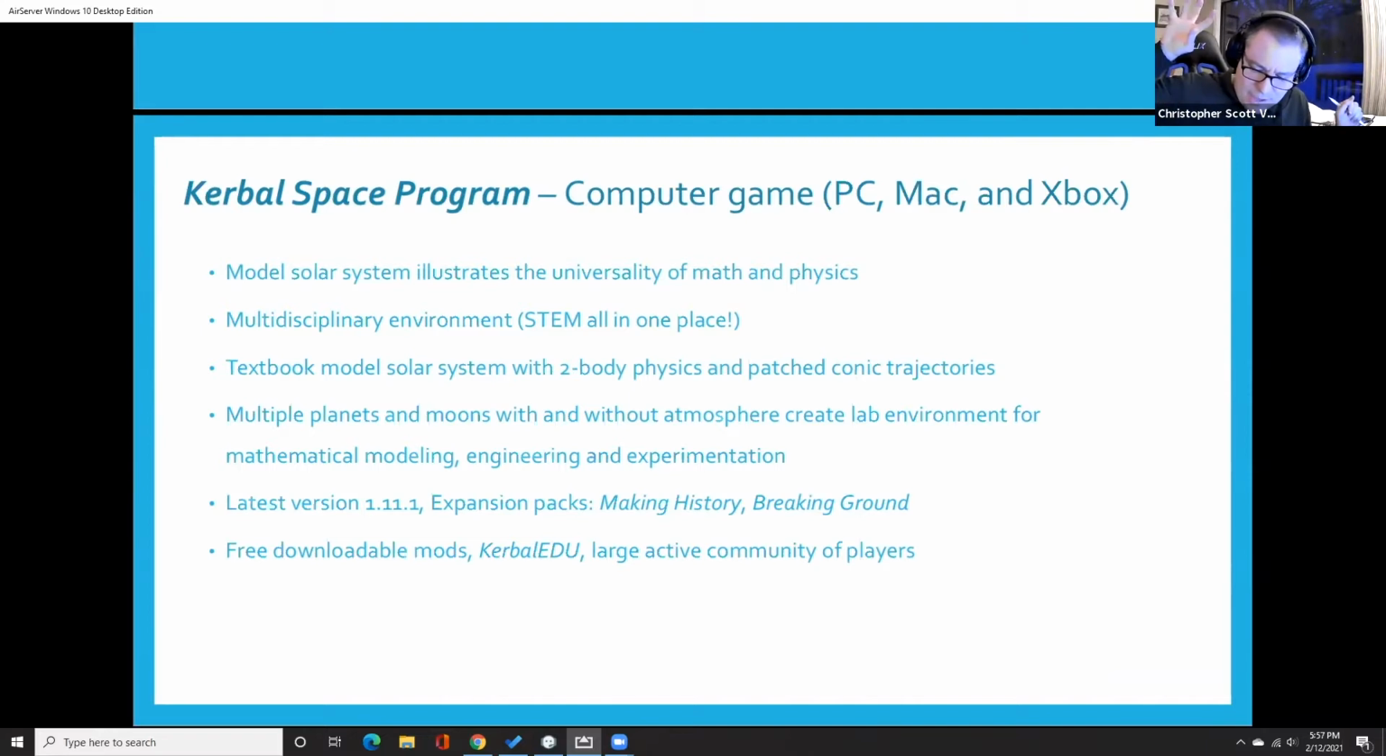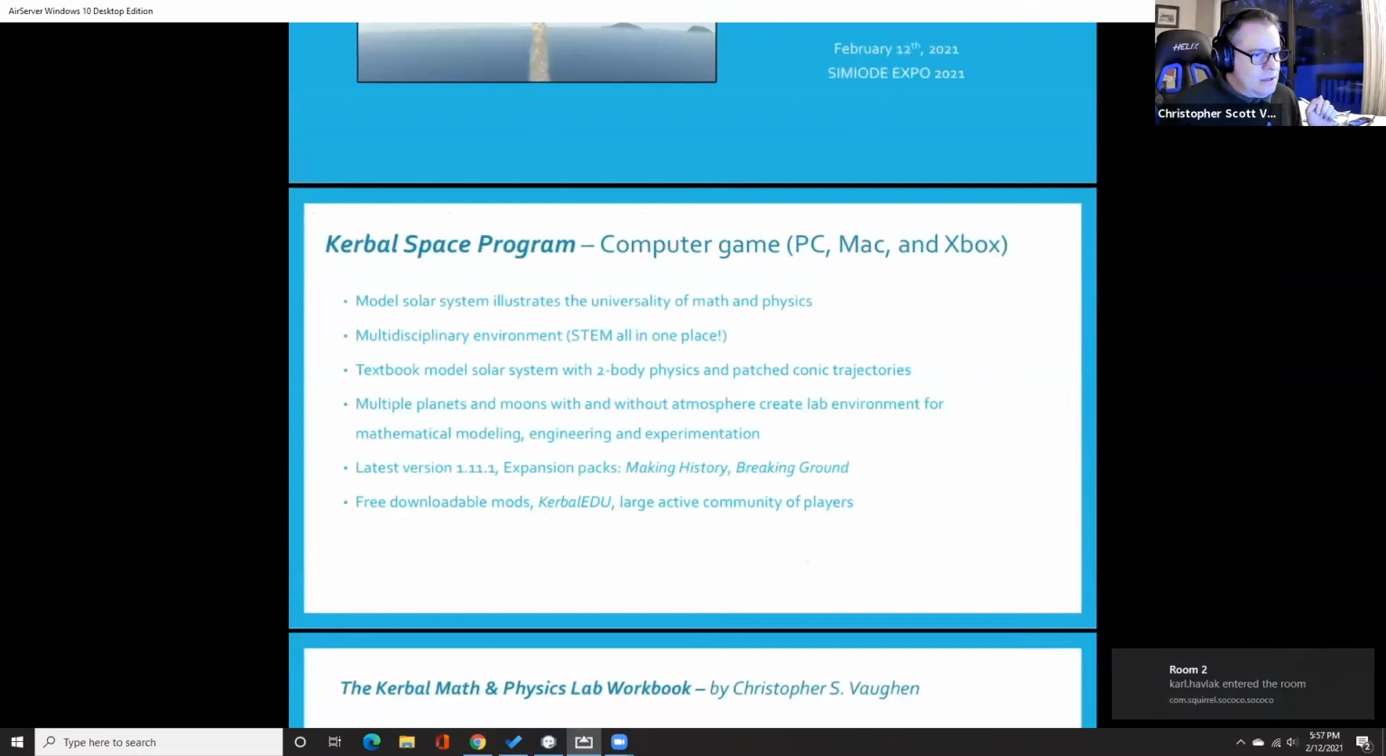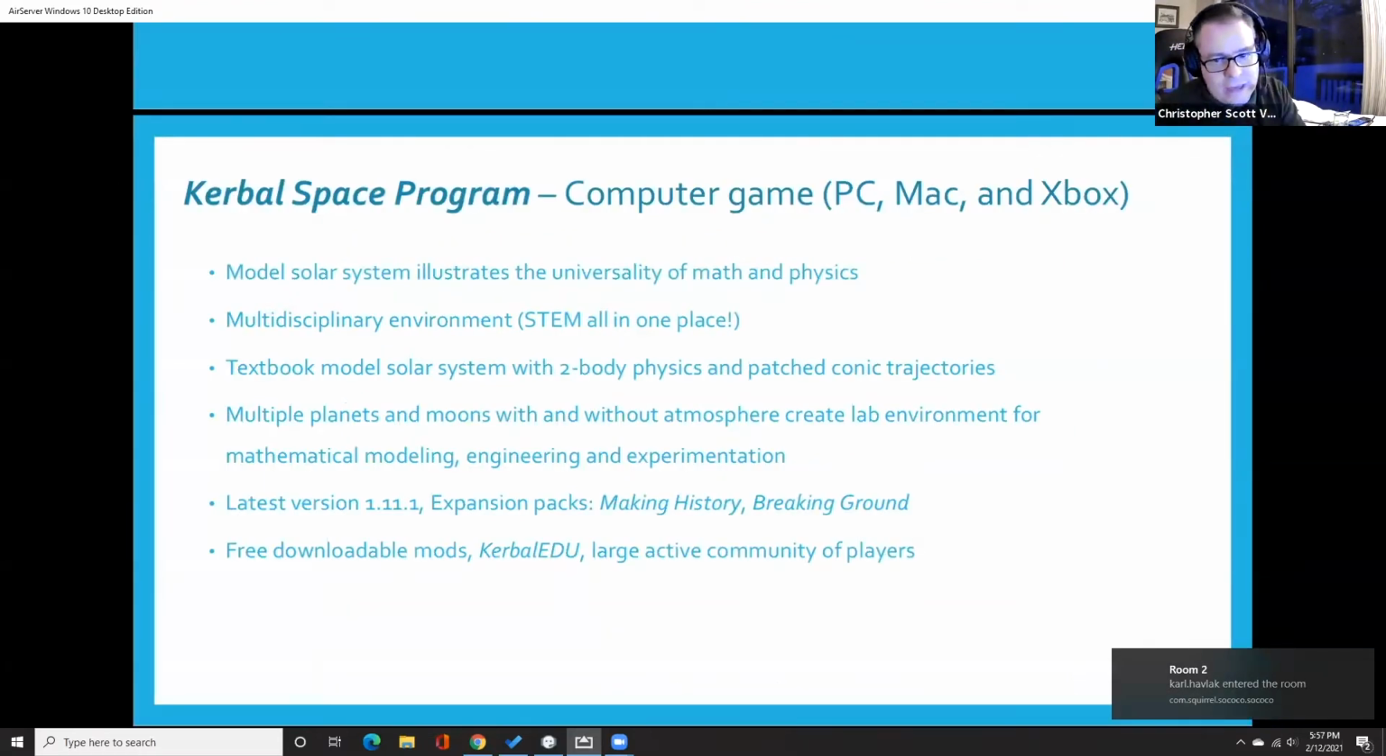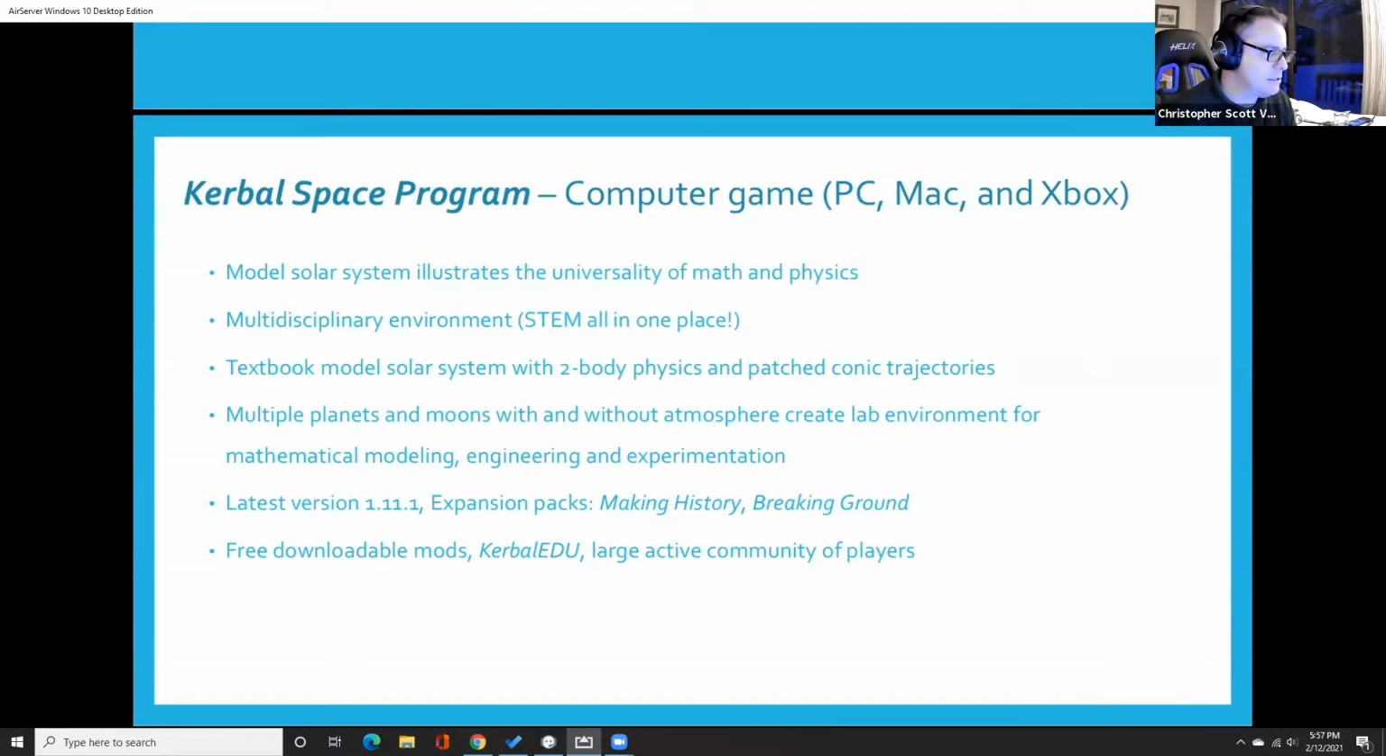For example, air resistance and trajectories. I'm going to do that with the rocket equation, but also additional things like projectiles. The latest version is 1.11. There are expansion packs, and there is a huge community of players. There is also an educational version of the game.